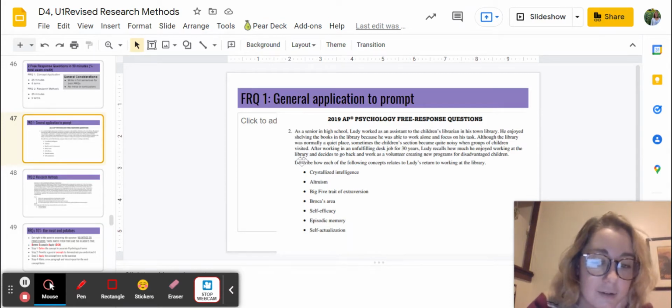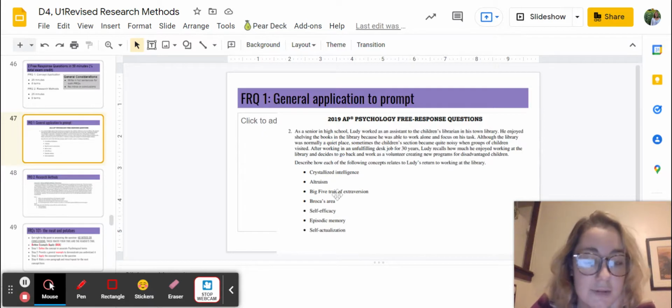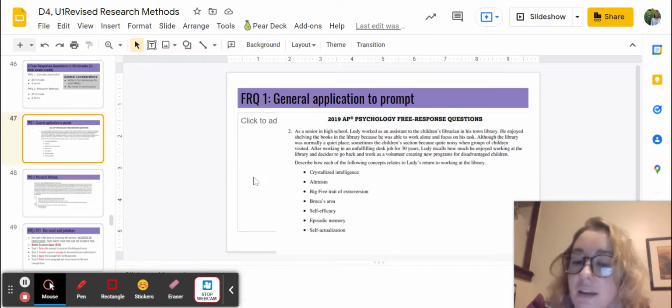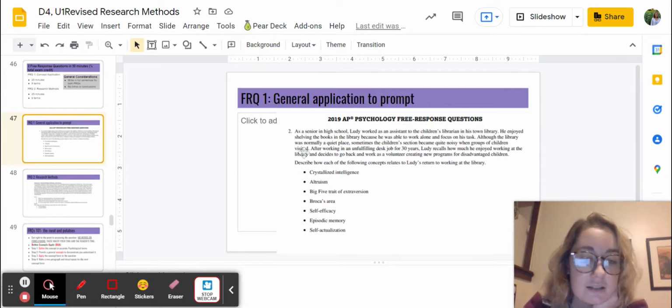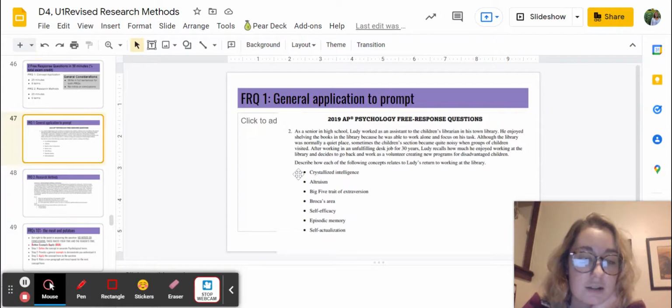So remember, this is the part where it's actually telling you what you need to do. Describe how each of the following concepts relates to Ludi's return. This is a nice prompt because it's really just giving you kind of free reign. Just find a connection between how each of these terms would apply to Ludi. So for each of these, you don't need to have an introduction. You don't need to have a conclusion. You just get right to it.